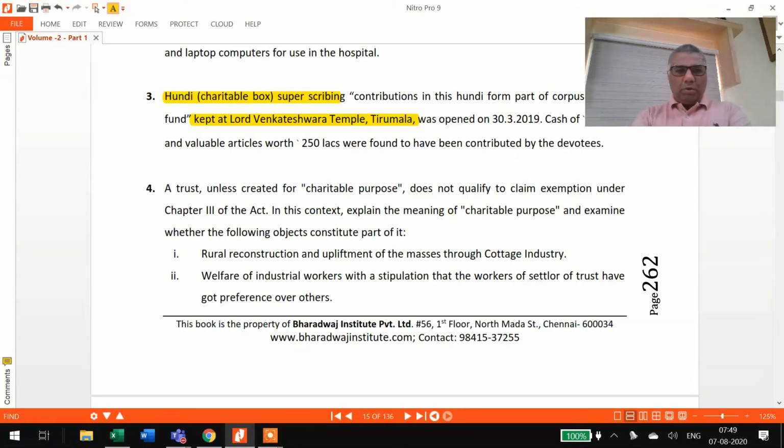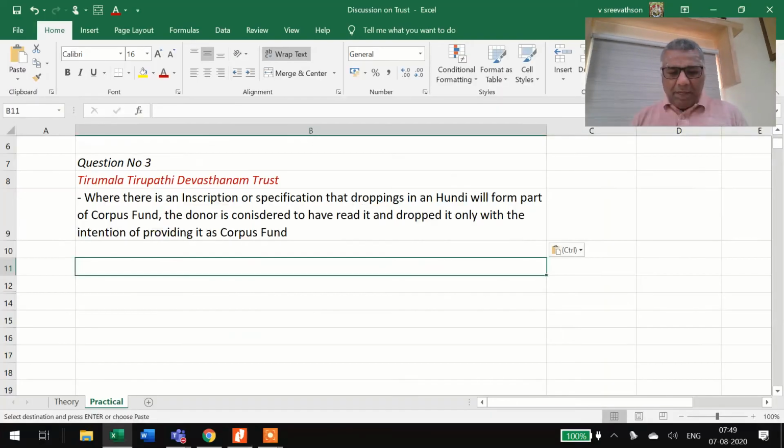Question number 4. A trust, unless created for charitable purposes, does not qualify for the exemption under this chapter, Chapter 3, and all exemptions. Because Chapter 1 is introduction and definitions, Chapter 2 residential status, Chapter 3 and 4 income, Chapter 5 is clubbing, Chapter 6 is set off, 6A is deduction. In this context, explain the meaning of charitable purpose and examine whether the following objects constitute part of it.